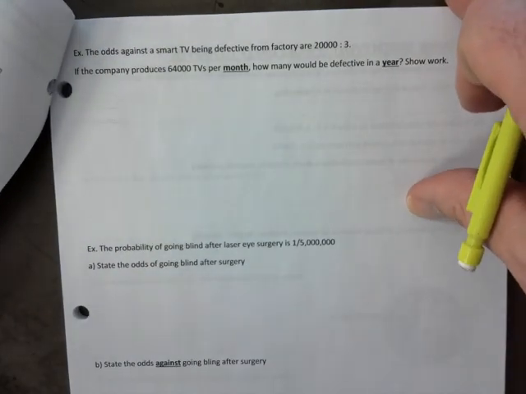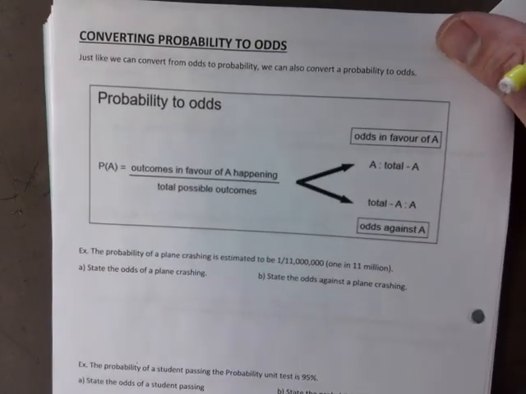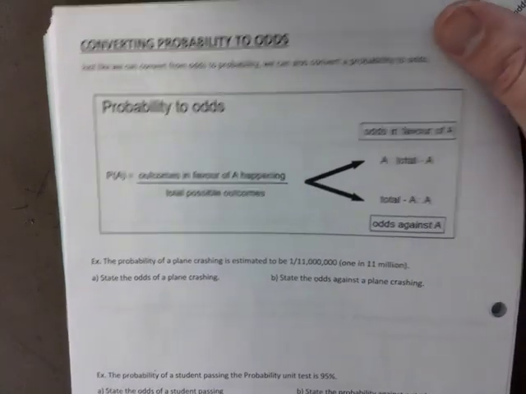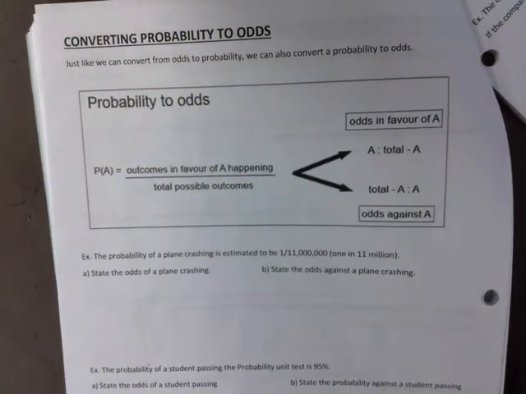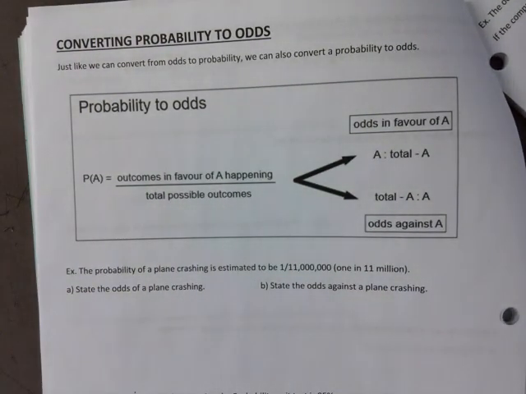I'm going to ask you to go to 21. I think I stopped at 20, I believe. So let's go to 21 here. We're going to go the other way. We're going to go from probability to odds.